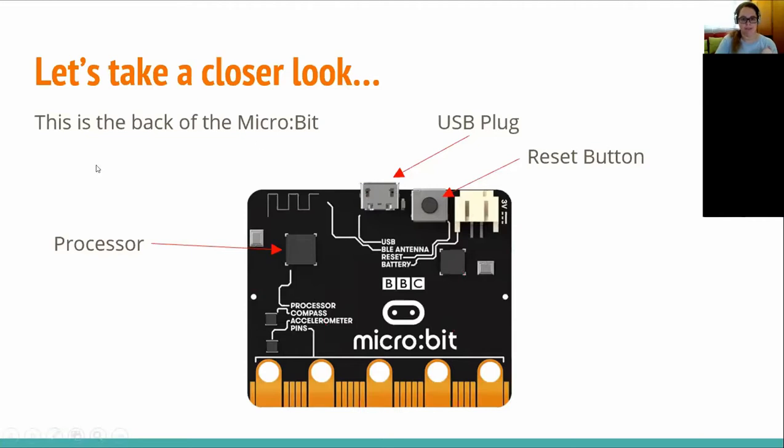We also have our little processor down here, so that's basically just what makes it work, what tells it what to do with certain commands. We have a compass, which isn't actually pointed out in the back here, but there is a little compass in there. And there's also an accelerometer, which again isn't actually pointed out on here, but I think it's about here.